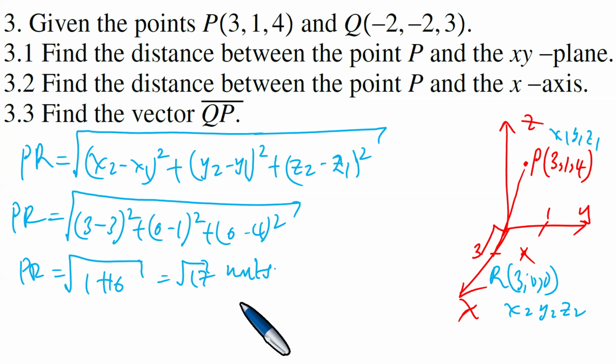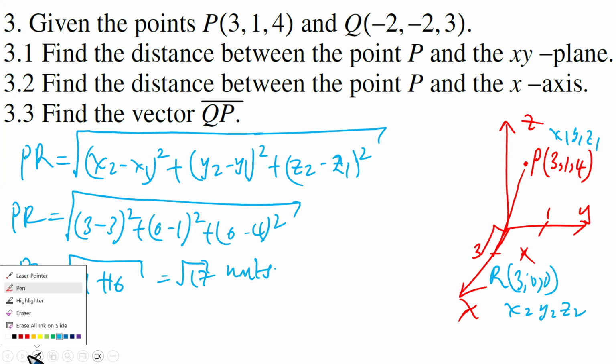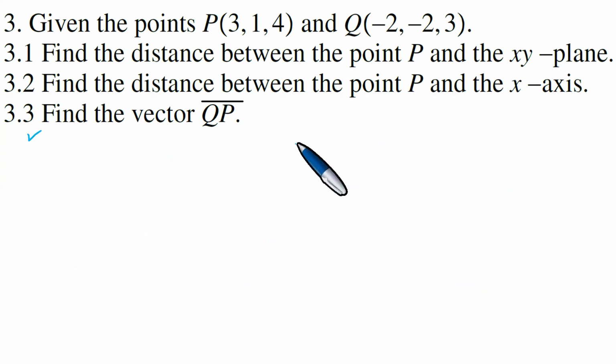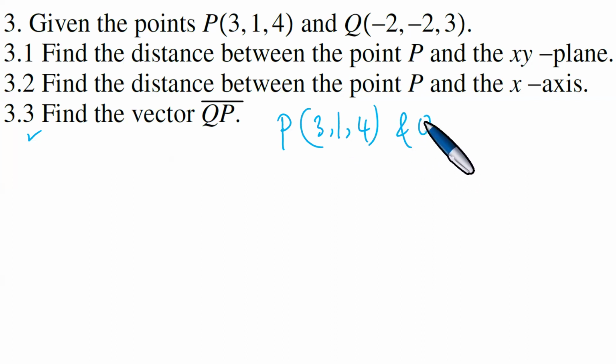Right, let us find the vector PQ. Let me see what you're going to do here. I'm just going to give you a split second to try 3.3. The point P has the coordinates 3, 1, and 4. The point Q has the coordinates -2, -2, and 3. But you want to find the vector PQ or QP. How do you find the vector QP? So we continue. Let us know, please, when you're done.